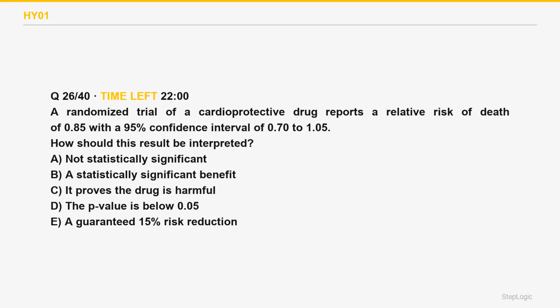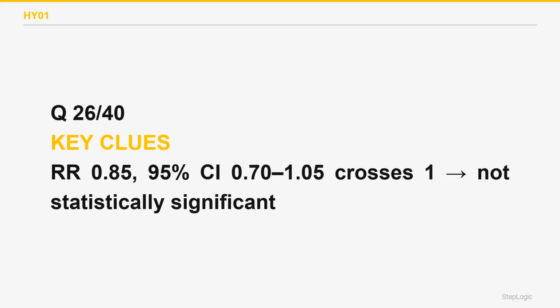How should this result be interpreted? A randomized trial of a cardioprotective drug reports a relative risk of death of 0.85 with a 95% confidence interval of 0.70 to 1.05. Read the command. Interpret a relative risk whose CI includes 1. If the interval crosses the null, it is not significant.